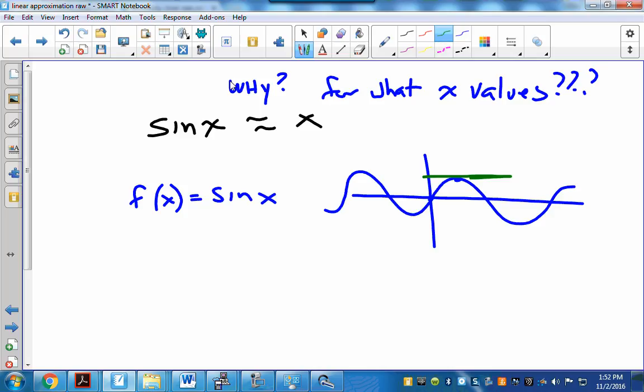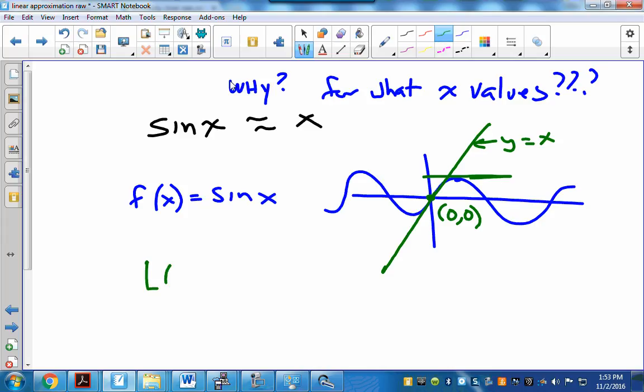You said 0, and I jumped down your throat because that's not a point. 0, 0? How about 0, 0? Do we agree that's a point on the curve, the origin? Okay. Let's draw the tangent line at 0, 0. By the way, anybody want to take a wild guess what the equation of that tangent line is? Y equals x. Yeah, y equals x.